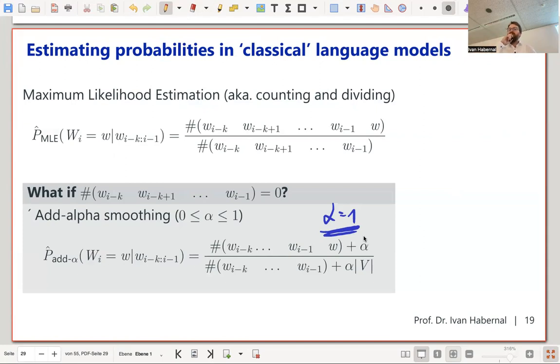If anyone has had Bayesian networks, Bayesian probability theory? Okay, no. So it has a reason why it's called alpha smoothing. But this is a trick that works in the counting models.